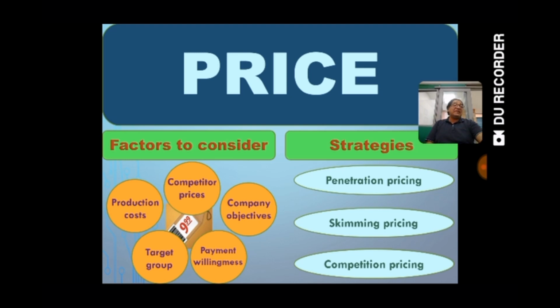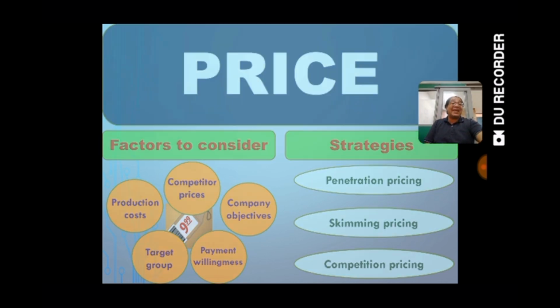The next P, the third P, is for place. This refers to how an organization will distribute the product or service they're offering to the end user. An organization must distribute the product to the user at the right place at the right time. There are two channels of distribution they can use.